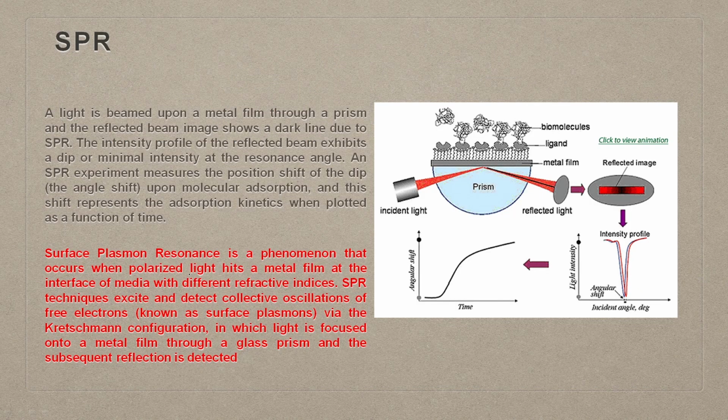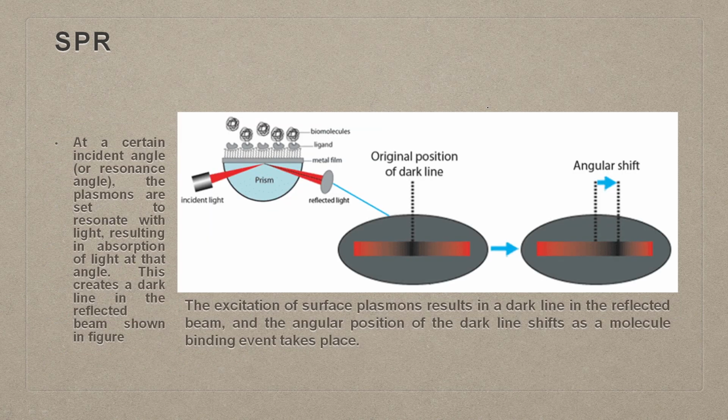Today, I will give you a small recap of the SPR technique, because this is what we are going to talk about. Any sort of interaction which is happening on the surface is captured by the SPR technique. If you remember, at a certain incident angle or resonance angle, the plasmons are set to resonate with light, resulting in absorption of light at that angle. This creates a dark line in the reflected beam shown in the figure. This is the dark line.